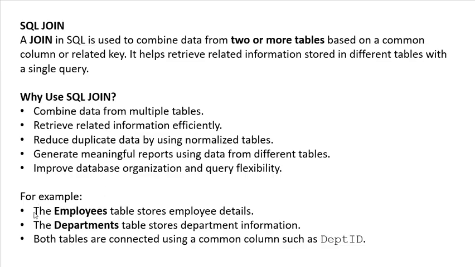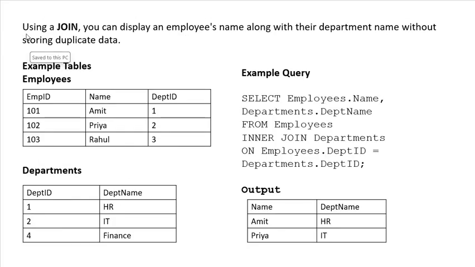For example, the employees table stores the employee details, and the departments table stores the department information, and both tables are connected using a common column such as the department ID. Let's check the example. Using a join, you can display the employee names along with department names without storing duplicate data.